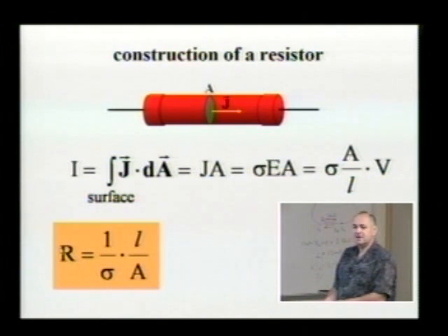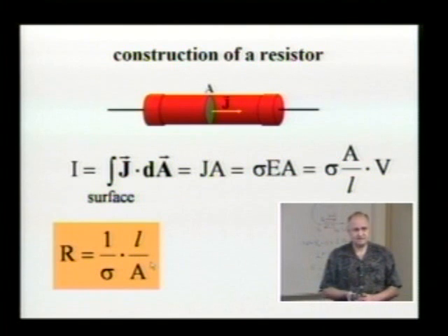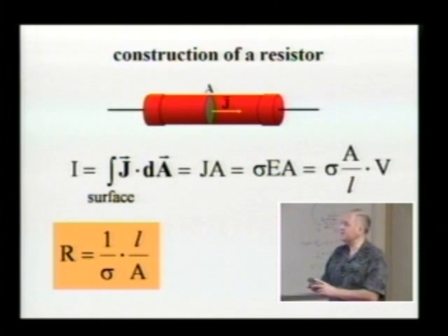The resistance of a resistor depends on the choice of material. It depends on the conductivity of the material. It's proportional to the length of the resistor, the distance from one side of the resistor to the other, and inversely proportional to the cross-sectional area of the resistor.